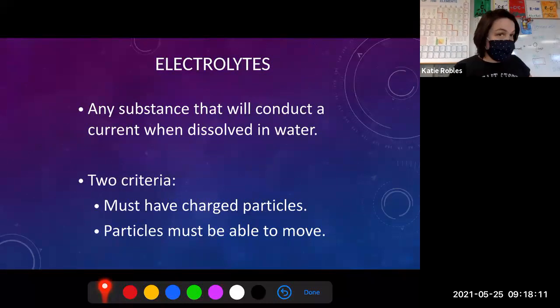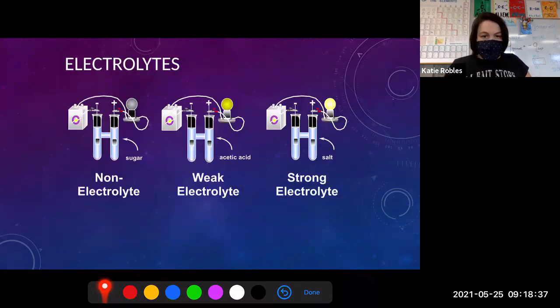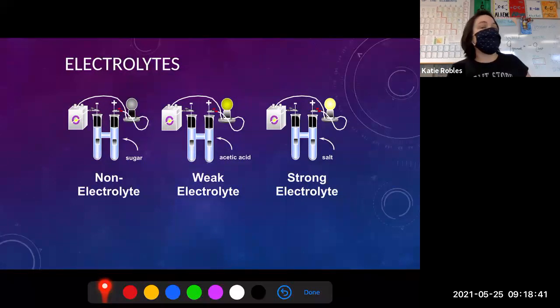In order for something to be considered an electrolyte, it must meet two criteria. First, it must have charged particles that conduct electricity. And second, the particles must be able to move. I'm going to show you some examples of this because not everybody thinks about whether the particles can move or not. A good example of a non-electrolyte, something that you've heard of, is sugar.